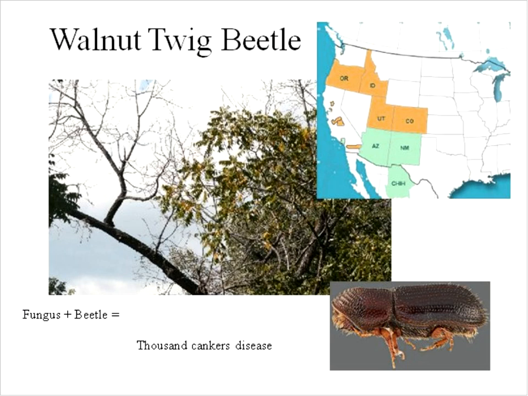Walnut twig beetle, we don't have this, and it has only been detected in a couple of states, those yellow places up there, and certainly not across the entire region. Just those are the states and the spots in California that this has been detected. And again, it's one of those fungus plus beetle equals thousand cankers disease.